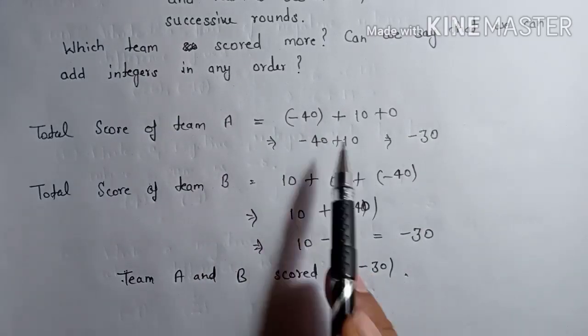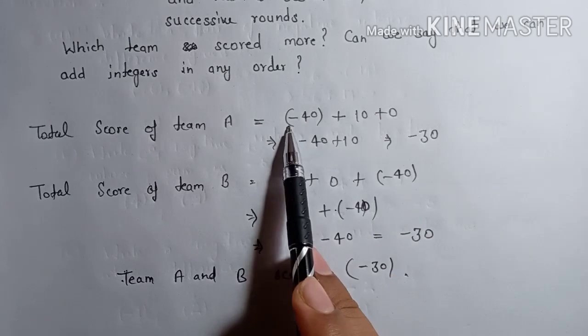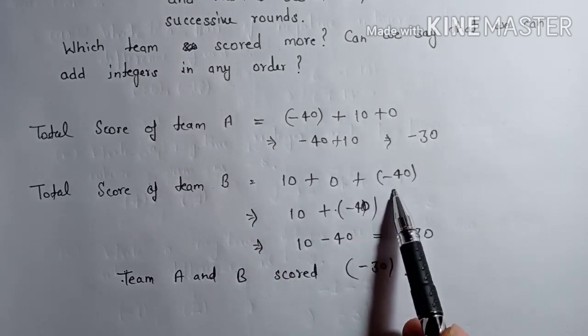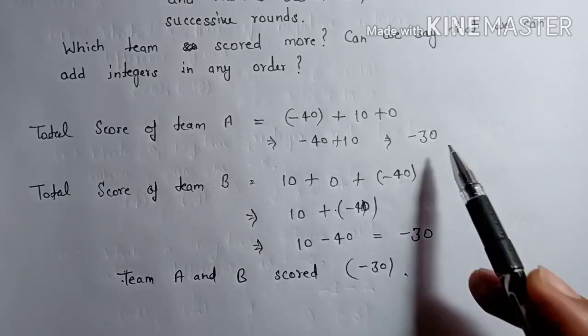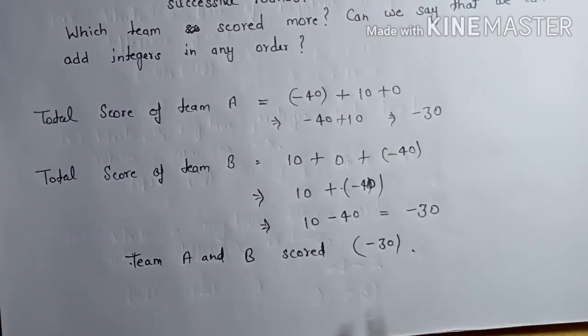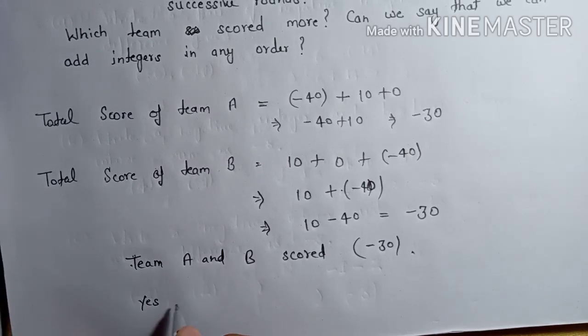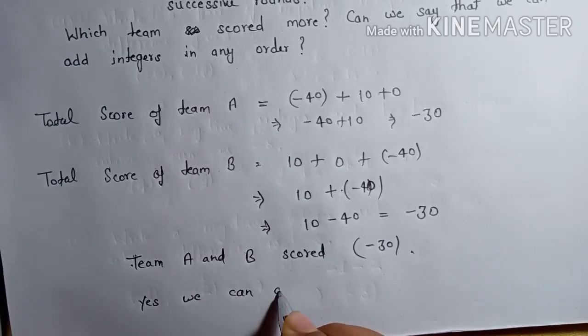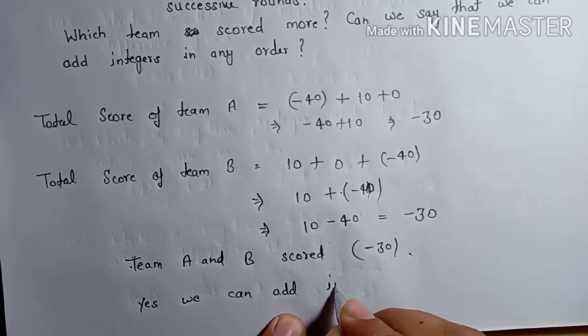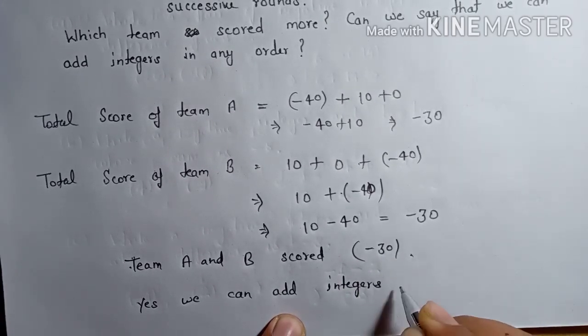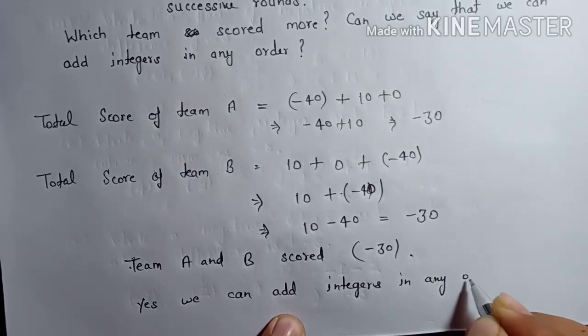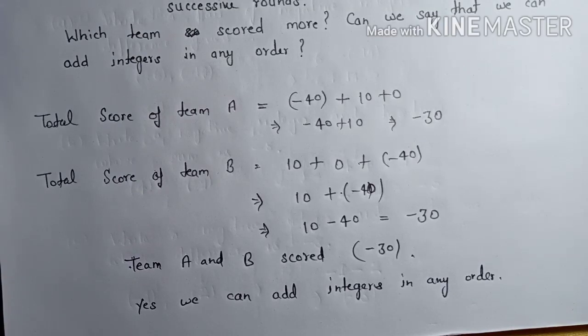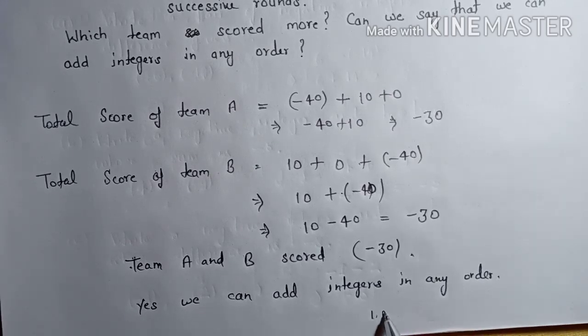And the second part of the question is, can we say that we can add integers in any order? Yes, you can see that we added these 3 integers first in this order, and again added these 3 integers in another order, and both times the result is the same. So yes, we can say that we can add integers in any order. In exercise 1.2, question number 1 and 4 are your homework, and chapter and exercise 1.2 is completed now.